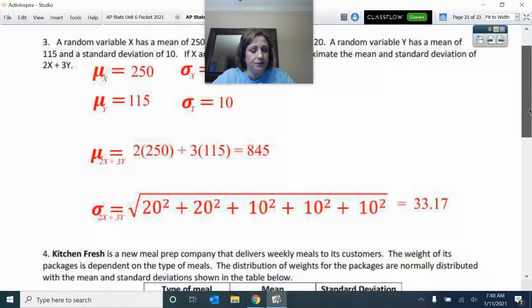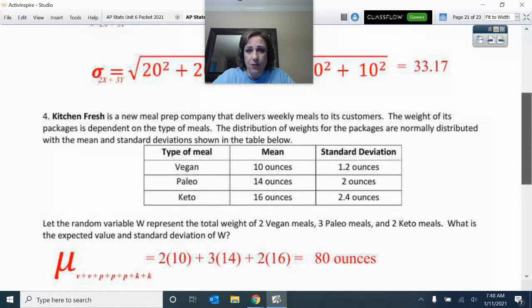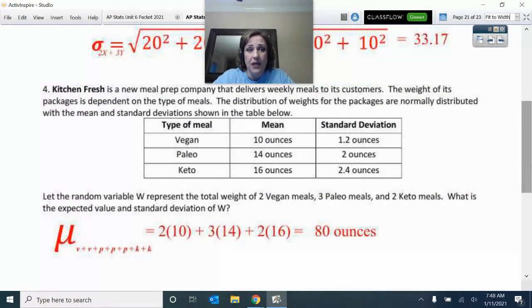All right. Now we have this problem. This came from an actual AP question. Okay. So we were combining the total weight of 2 vegan meals, 3 paleo, and 2 keto. Now it did ask for expected and standard deviation. So I want 2 of the vegan plus, so let's see.